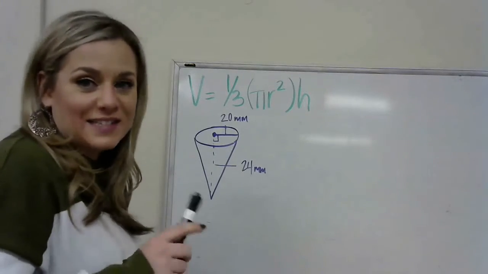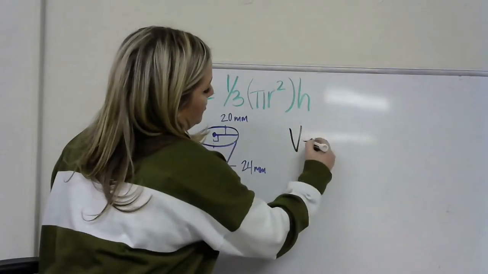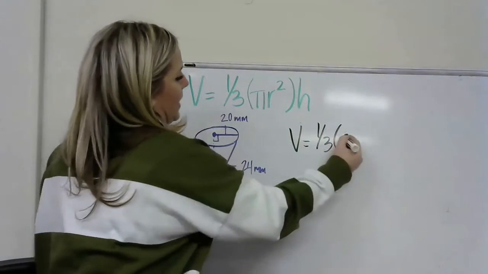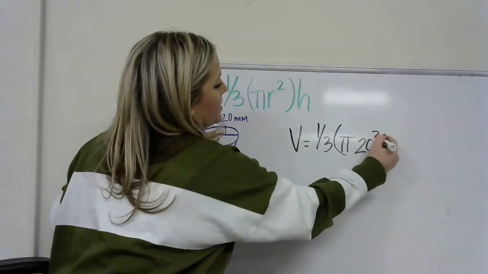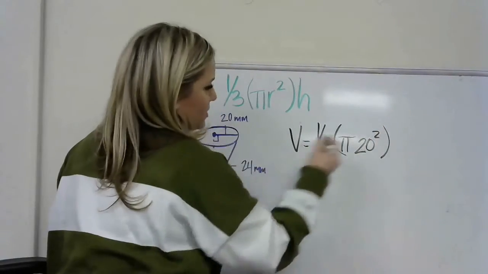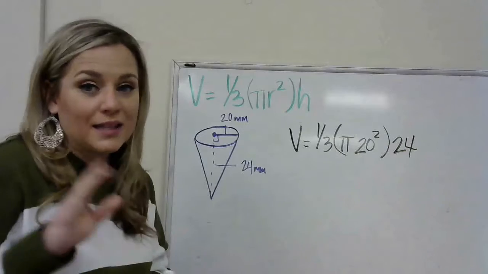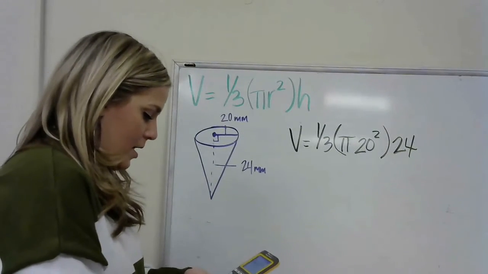All right, let's get back. So I'm going to plug in what I know. I already know it's volume equals 1/3 times pi. And my radius is 20. That's a big radius, isn't it? 20 squared. And the height is 24. Okay. Again, I'm just plugging this in my calculator.